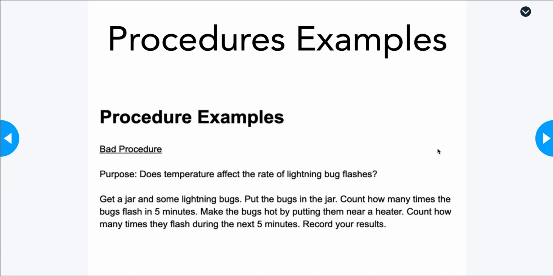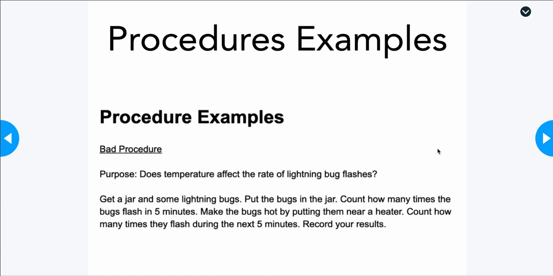For both of these procedures, we're looking at a purpose question: does temperature affect the rate of lightning bug flashes? This would be an example of a procedure you would not want to write. Get a jar and some lightning bugs. Put the bugs in the jar. Count how many times the bugs flash in 5 minutes. Make the bugs hot by putting them near a heater. Count how many times they flash during the next 5 minutes. Record your results. Right off the bat, we have a ton of issues in here.